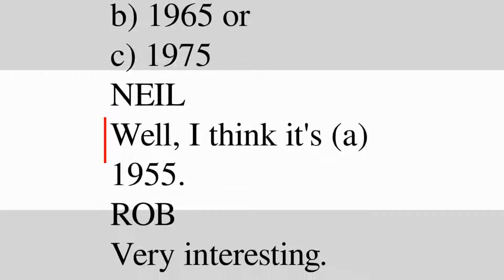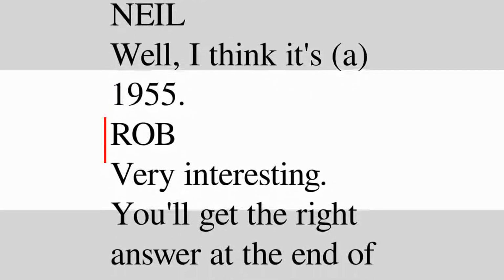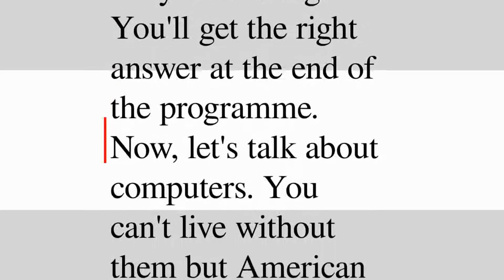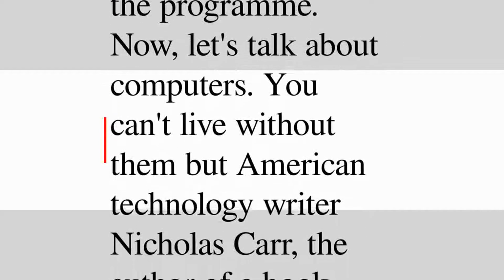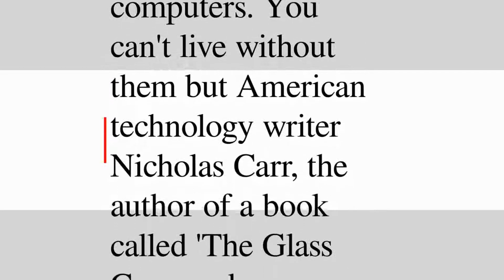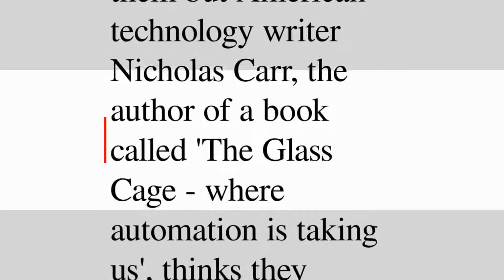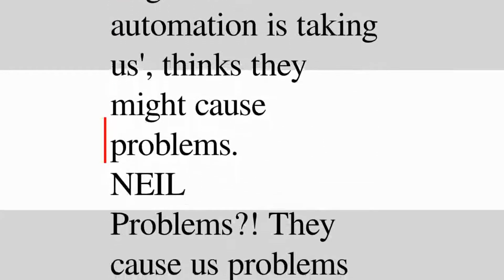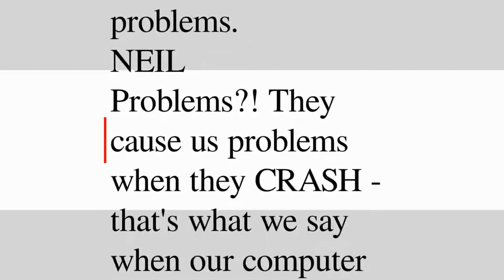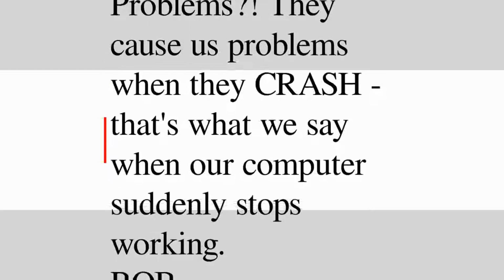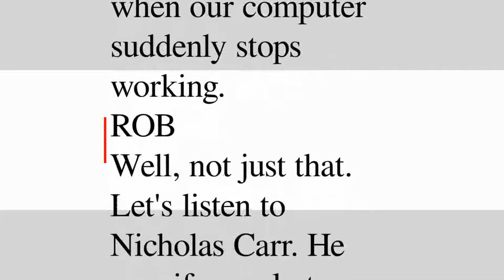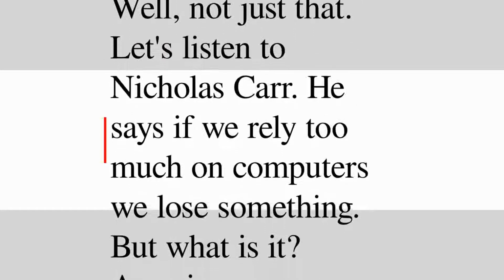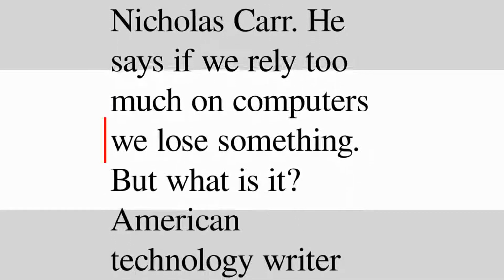Well, I think it's A, 1955. Very interesting. You'll get the right answer at the end of the programme. Now let's talk about computers. You can't live without them, but American technology writer Nicholas Carr, the author of a book called The Glass Cage, Where Automation is Taking Us, thinks they might cause problems. Problems? They cause us problems when they crash. That's what we say when our computer suddenly stops working. Well, not just that. Let's listen to Nicholas Carr. He says if we rely too much on computers, we lose something. But what is it?